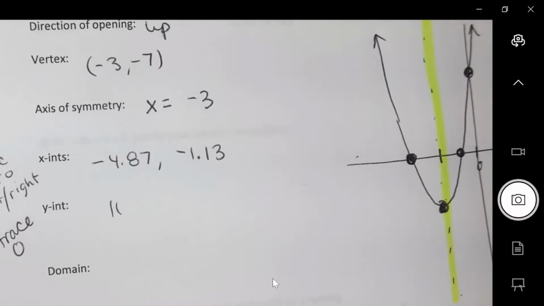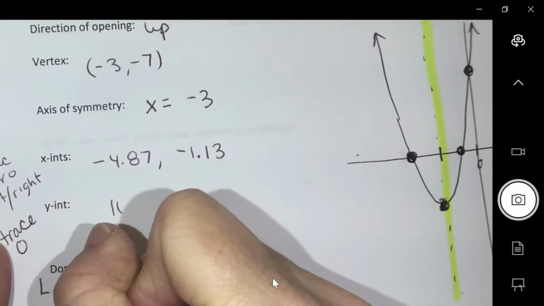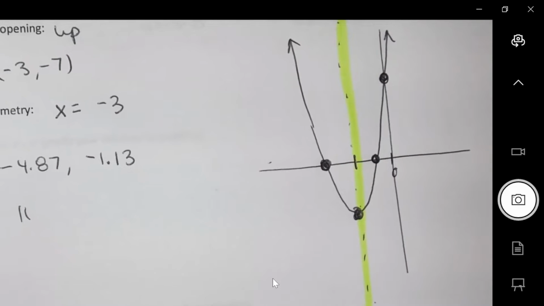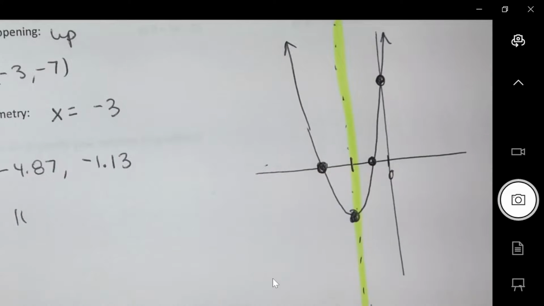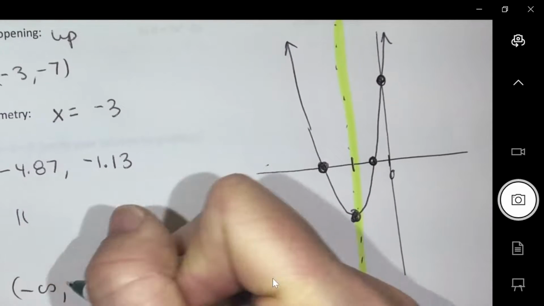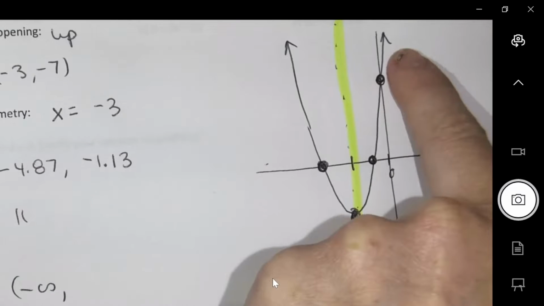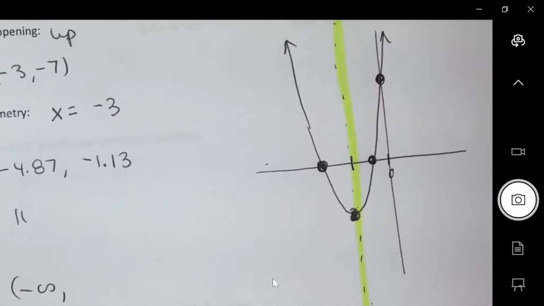Okay, the domain, how far left to right are we moving? So what is the most left? So this is heading to negative infinity. The most right, this is heading to positive infinity.